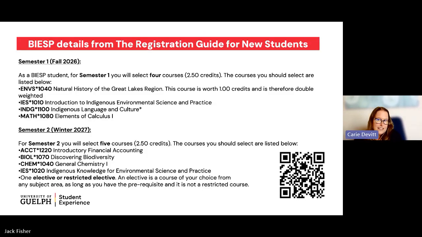Okay, so when you navigate to the BISP details, the program information details, this is what you're going to see. So there are 4 required courses in fall semester of first year. The first is ENBS 1040, the Natural History of the Great Lakes Region. This is that double weighted course. It's tailored specifically to your degree program. And so it's going to be a fairly small cohort in this class. So it's just going to be students from your program in it.